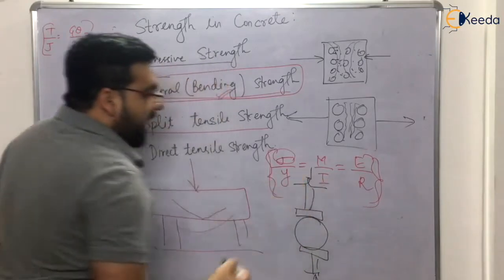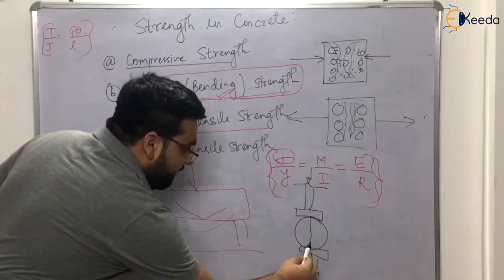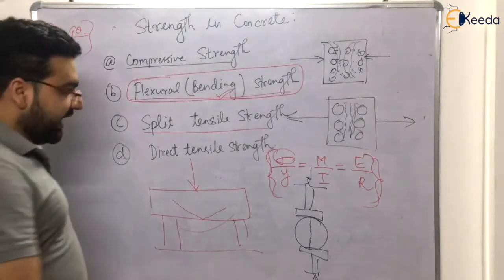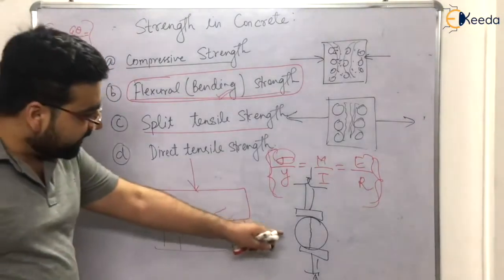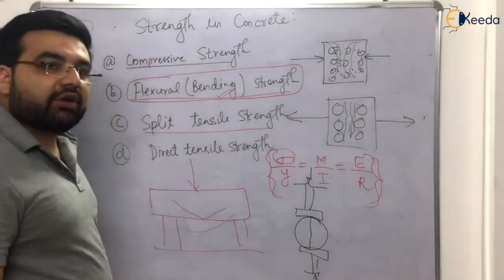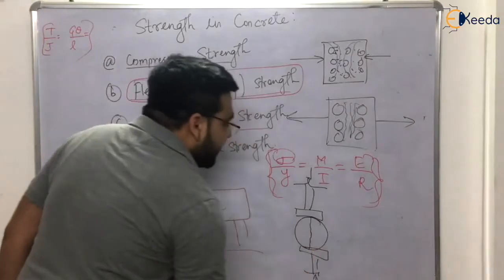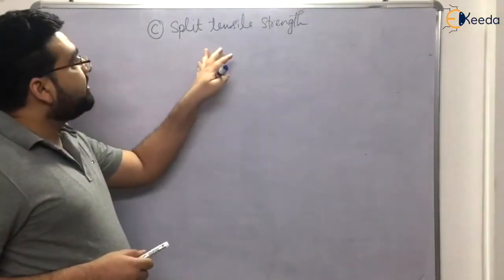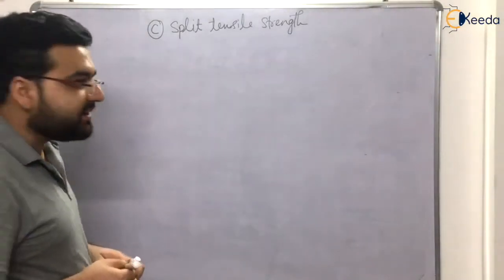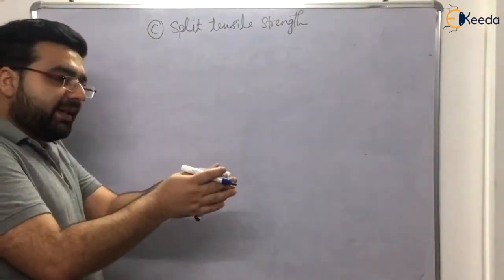Gradual loading. After some time, a crack will develop and it will be broken. That is how we determine the split tensile strength. The split tensile strength, there is a formula for that. Now, how to measure the split tensile strength? Split means breaking into two parts.